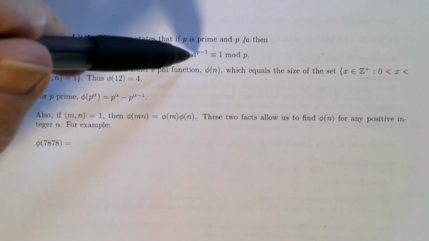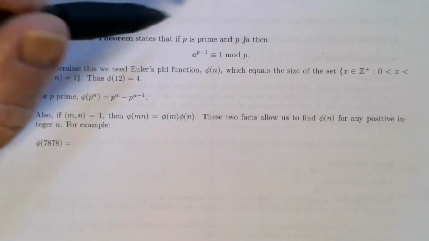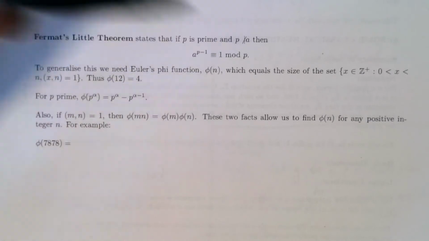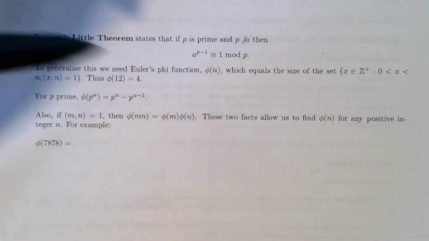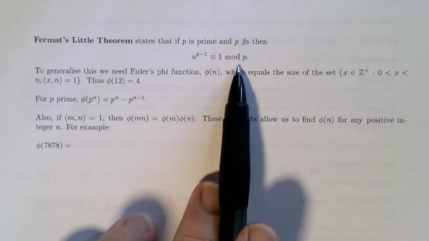He would have said a to the p minus 1 is divisible by p. Anyway, Fermat's little theorem states that if p is a prime number and p is not a factor of a, then a to the p minus 1 is 1 mod p. Lots of examples of this. Lots of proofs, I should say, for this. You can find them in most number theory books. There are lots of different simple proofs of this.